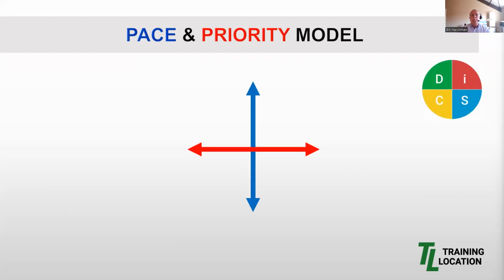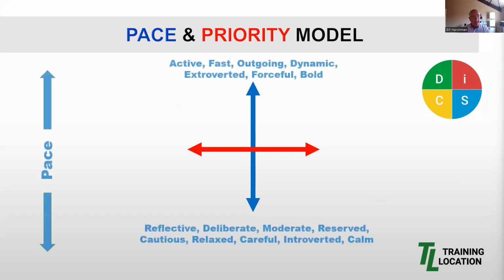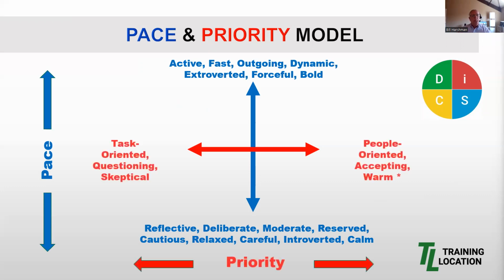Let's take a look at our pace and priority model. It's the essential tool to diagnose, discuss, and understand the DiSC styles. Vertical axis represents pace, and we see the descriptors at the top and the bottom of that spectrum. Horizontal axis represents priority, and we see those descriptors at the left and right of that priority spectrum.